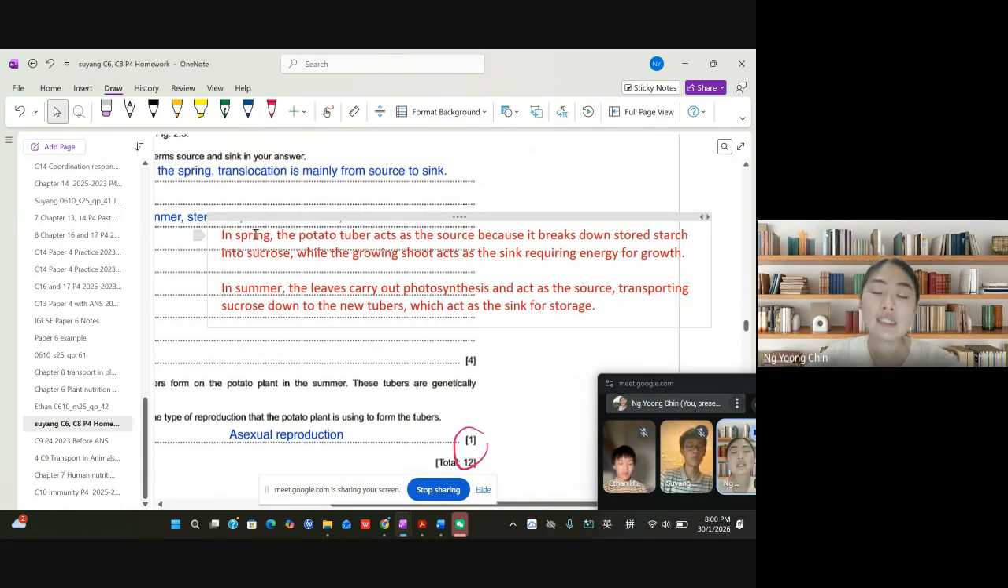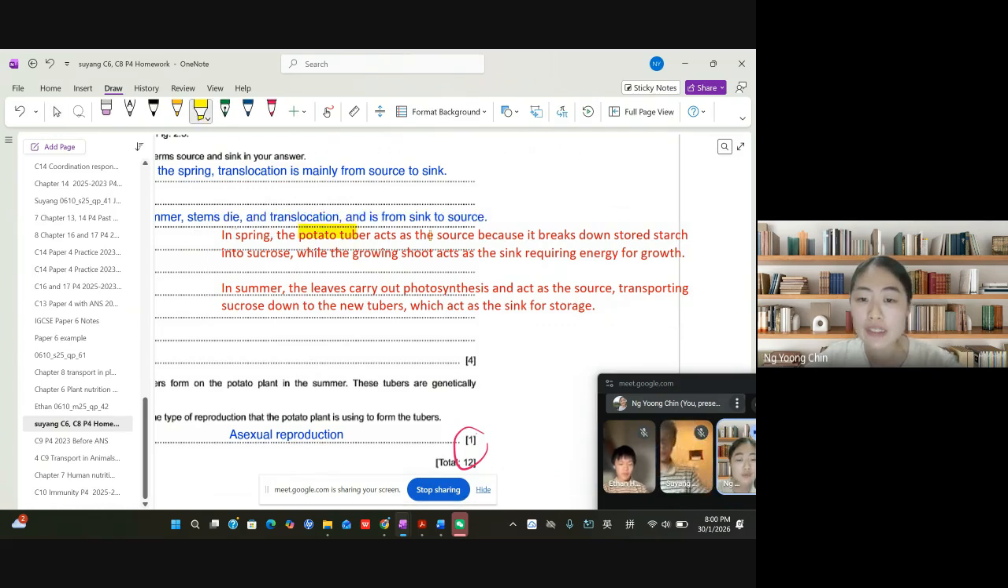So that's why in the springtime, the potato tubers will act like the source because in the springtime there is lesser light intensity. So they can help to break down the stored starch inside them to become sucrose. Starch can break down to become sucrose. While the growing shoot acts like a sink because they just require energy supply for growth.